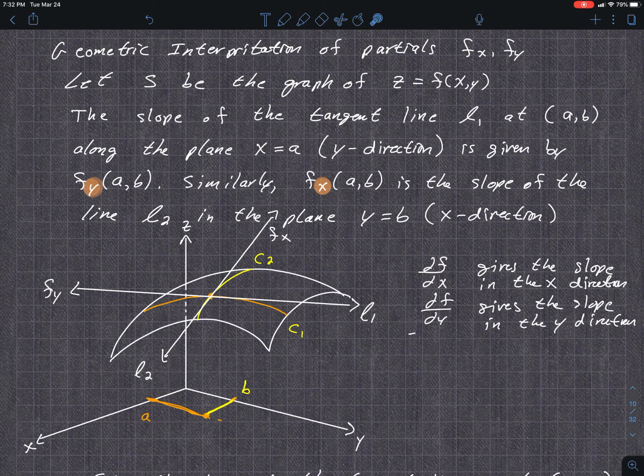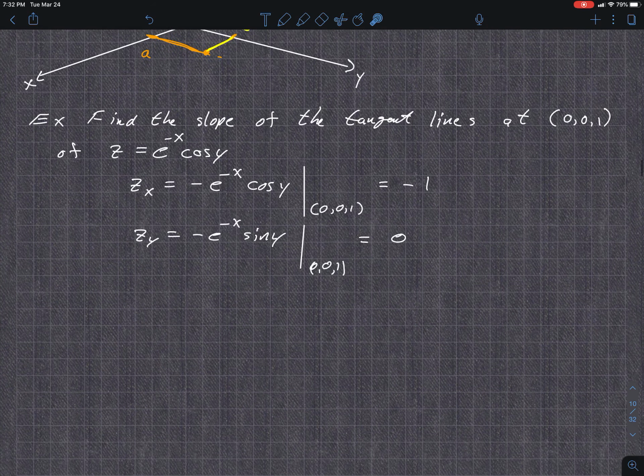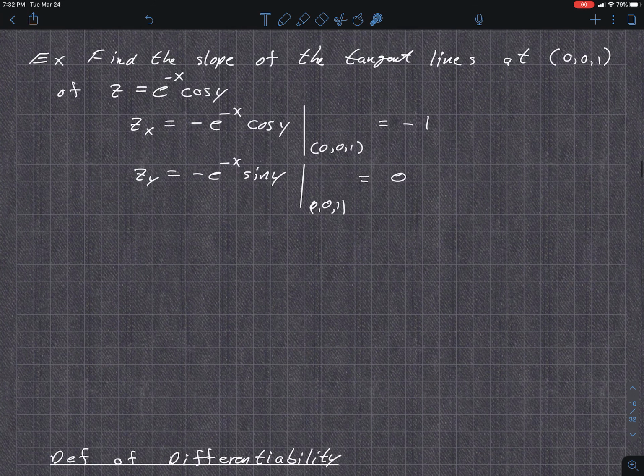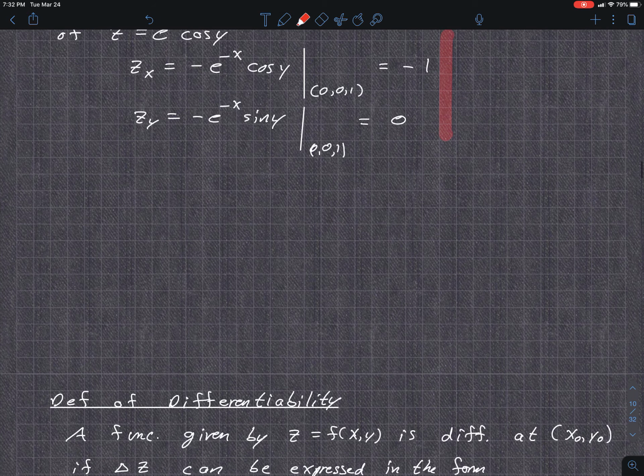Then we got to the geometric interpretation, and it's basically the slope of the tangent line in the direction of the partial. So partial Fy is the slope of the tangent line in the y direction, so that direction. Partial Fx is the slope of the tangent line in the x direction. Okay, so know what that basically looks like. This is, I guess, a possible example. This is a question I could have. Just find the slope of the tangent line, and you're applying it to the function.